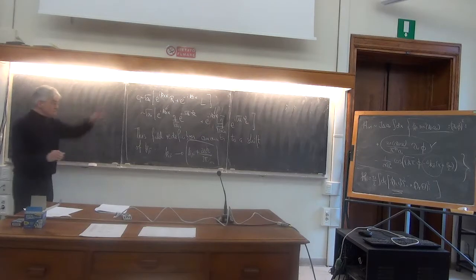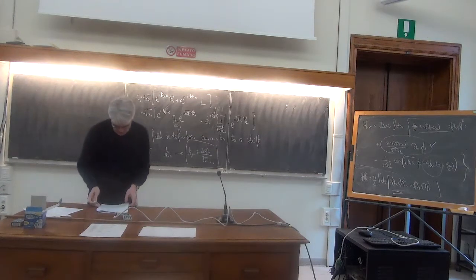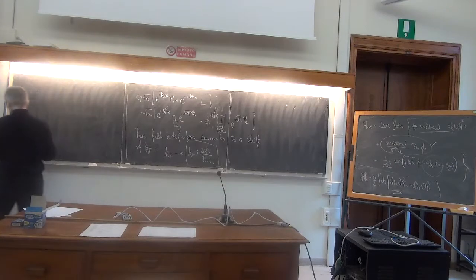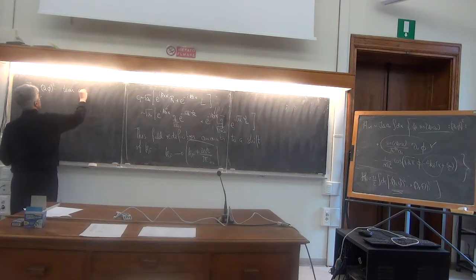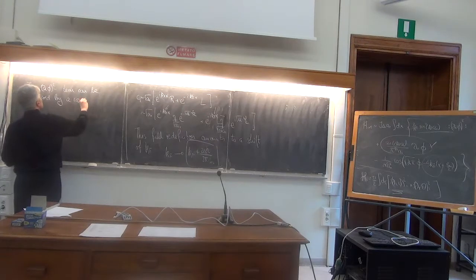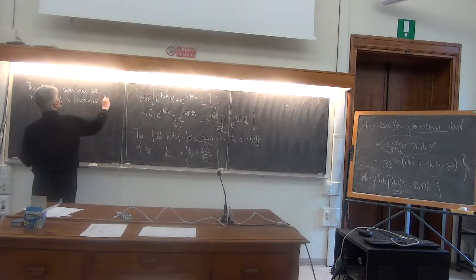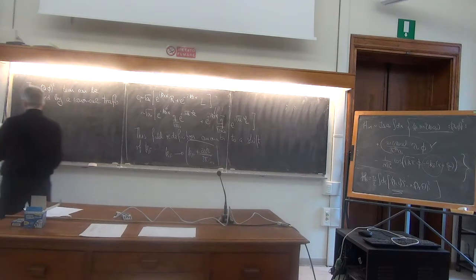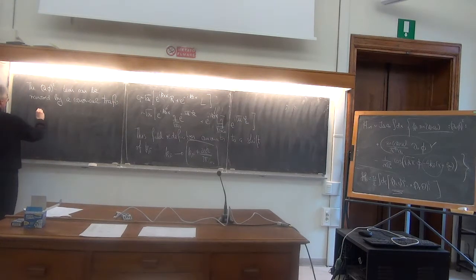So, now the last term. What to do about the last term? Well, the last term, the dx by square term, can be removed by a canonical transformation. And the canonical transformation is simply I rescale my Bose field.